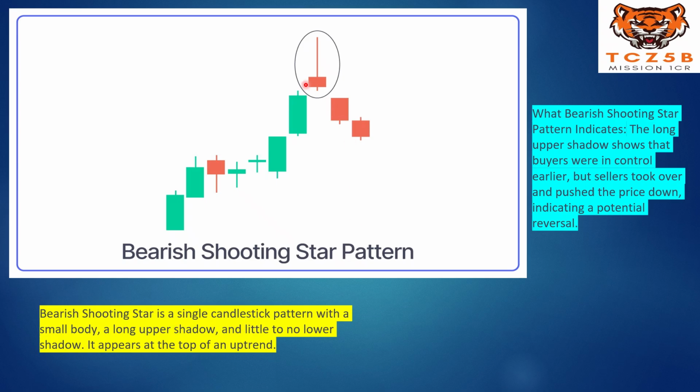So beginners, please understand, this is in the formation of an uptrend. Bearish shooting star is a single candlestick pattern with a small body, longer upper shadow, and little to no lower shadow. It appears at the top of an uptrend. Whenever this formation is at the top of the uptrend, there is a chance that the price will go down. So we have to wait for the confirmation. For this we can't jump.